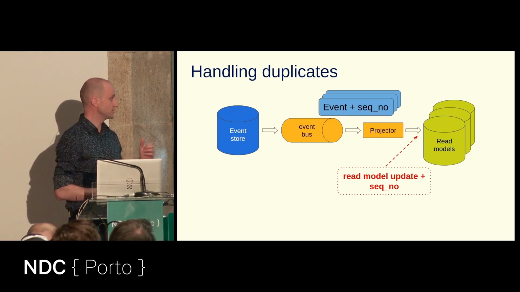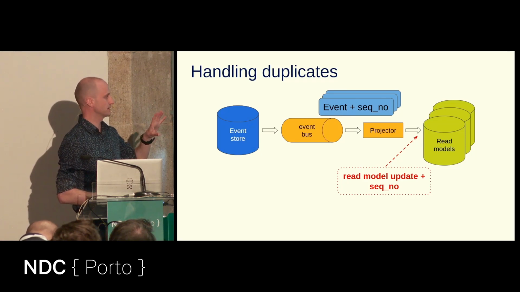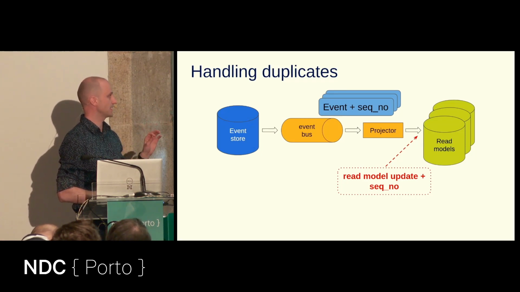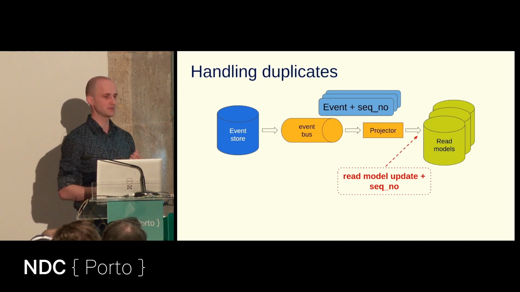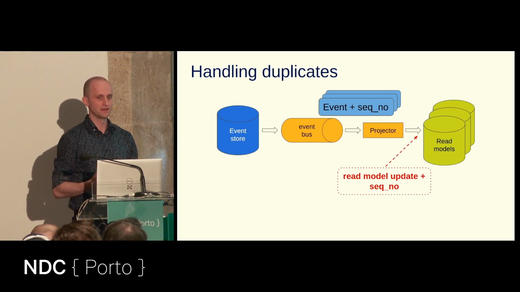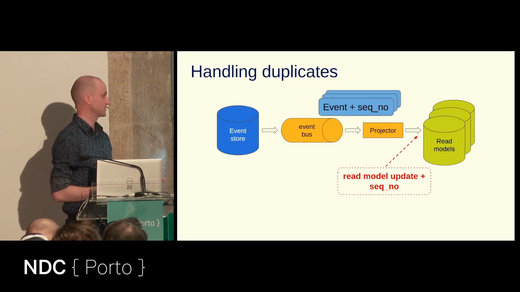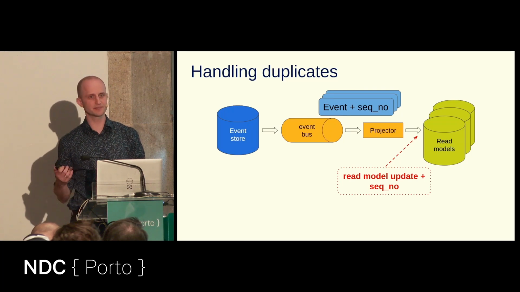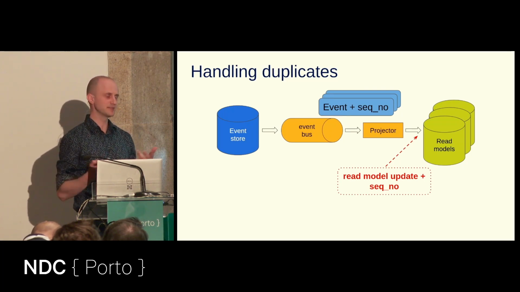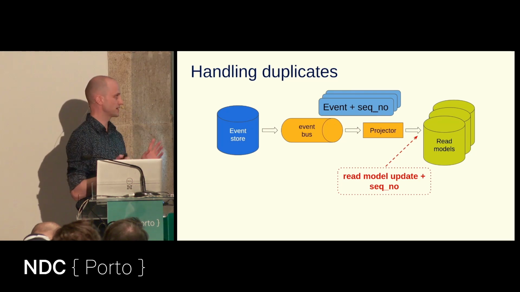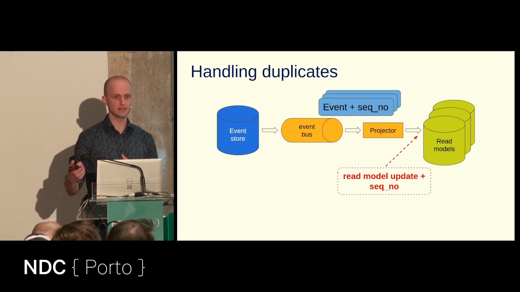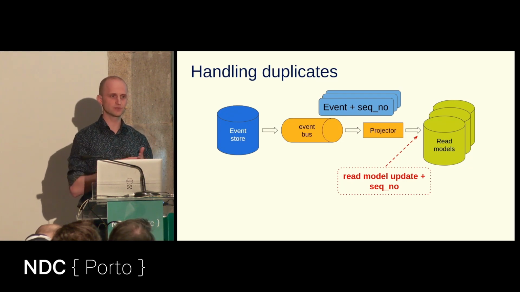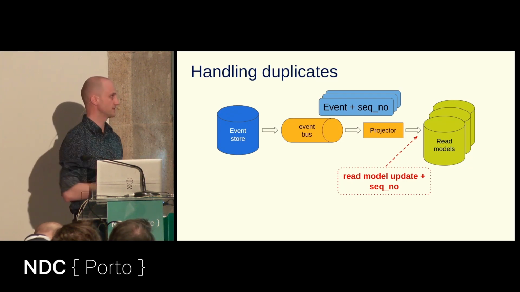Be aware that you need to store the current sequence number with the read model update in one transaction. And surprisingly, not all read model databases support such transaction. For example, Redis is a very good example here. Transactions in Redis are something completely different than in a relational database. So be careful with that. If you don't have a sequence number, then you can use event ID for the deduplication, but then you will need to store some history of event IDs.